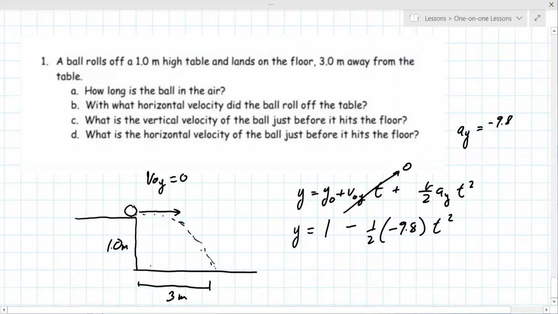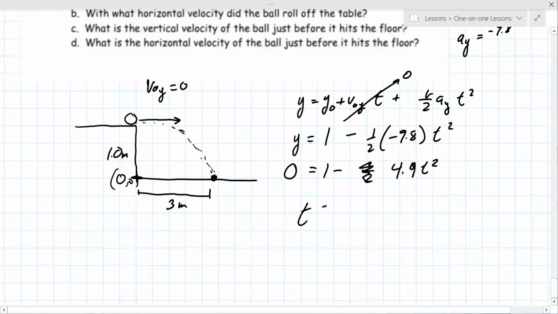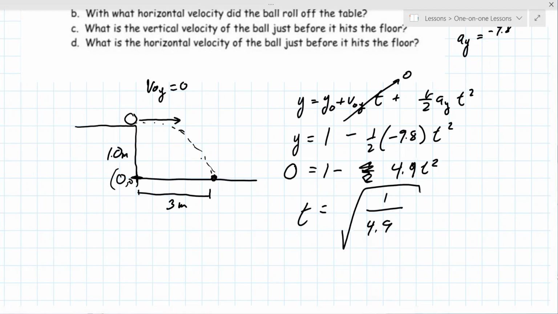And then when it hits the ground, what's the y value? Well, it starts at 1, because my origin is down here at 0, 0. What is the y value when it hits down here? 0. That's what it means to hit the ground. So let me actually change it to 4.9 t squared. Sorry, hands cramping up a little bit. So t is equal to the square root of 1 over 4.9, which is 0.45. Okay. And that's part A.